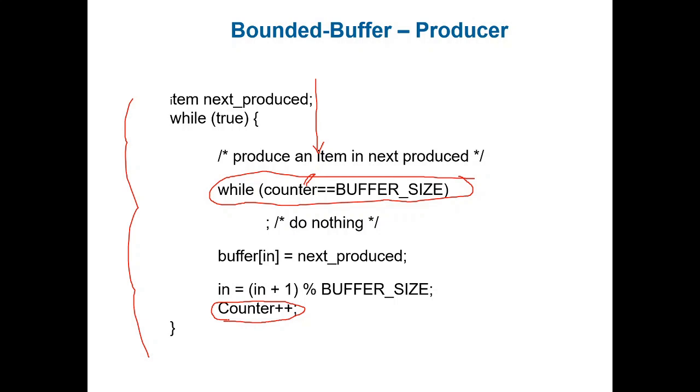So when the producer produces an element, this counter variable is increased, and when the consumer consumes an element, this counter variable is decreased. So this counter variable will keep track of how many elements are added and how many elements are consumed. So first the producer is going to check the counter value against the buffer size.